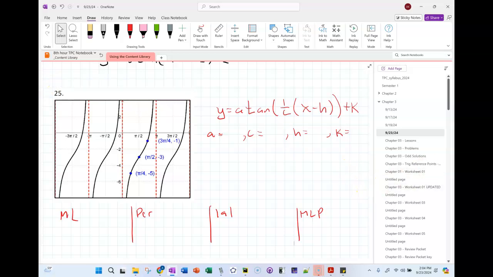Okay, so the amplitude. Wait a minute, I think that's right. Sure. So the amplitude I think is... Clearly I know how to do this.